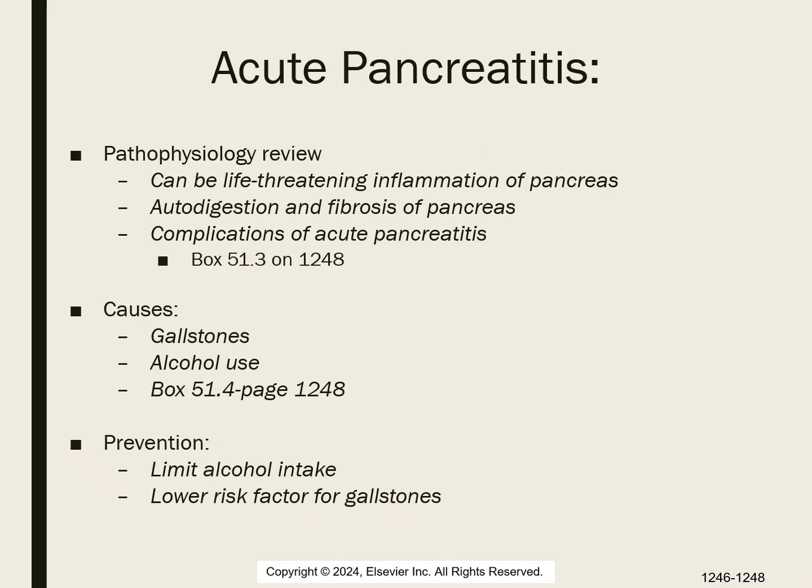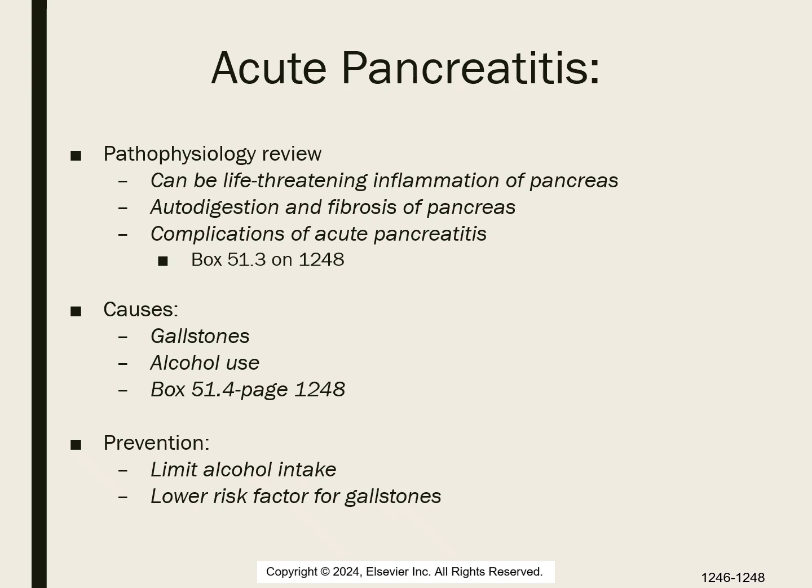Moving on to pancreatitis, this is acute pancreatitis. So the pancreas has endocrine and exocrine function. Problems with the endocrine cause diabetes, and exocrine causes issues with the secretion of enzymes that break down starches, proteins, and fats. Acute pancreatitis is caused by serious and sometimes life-threatening inflammation of the pancreas, which is caused by premature activation of excessive pancreatic enzymes.